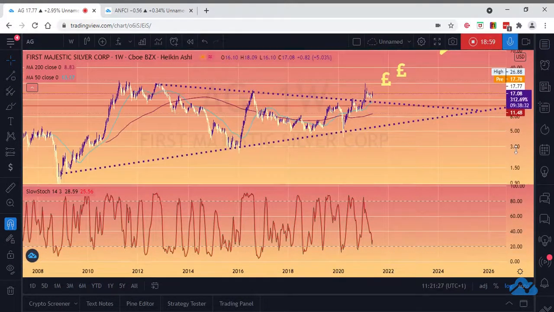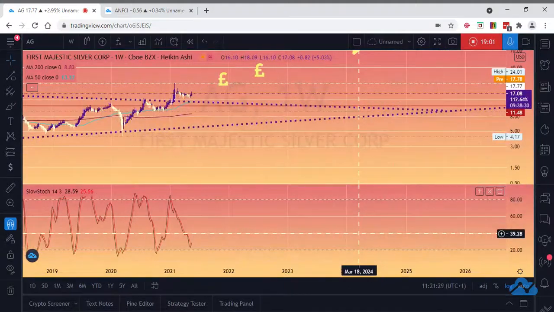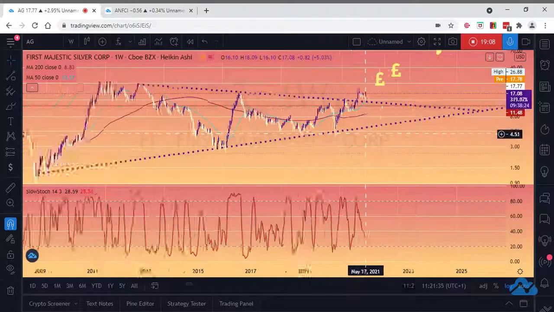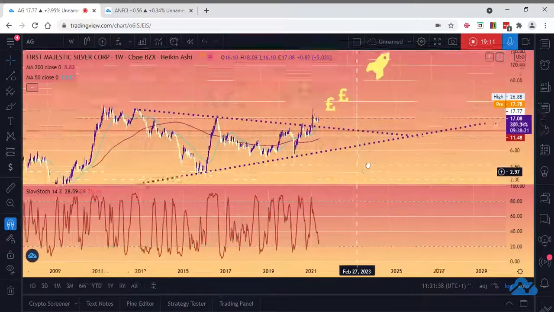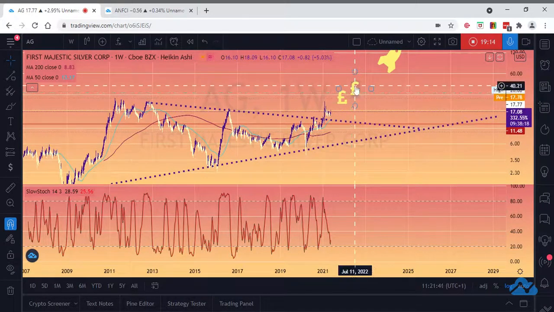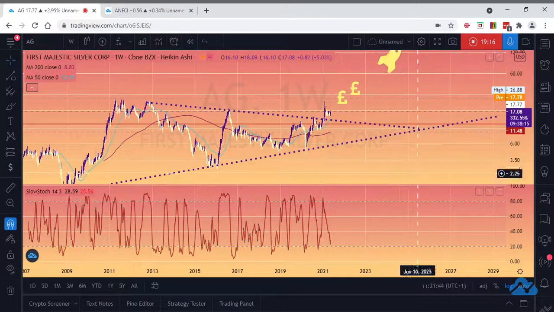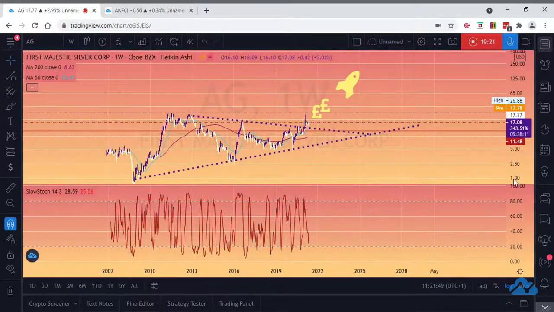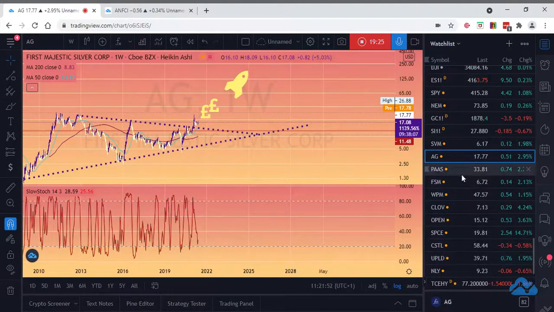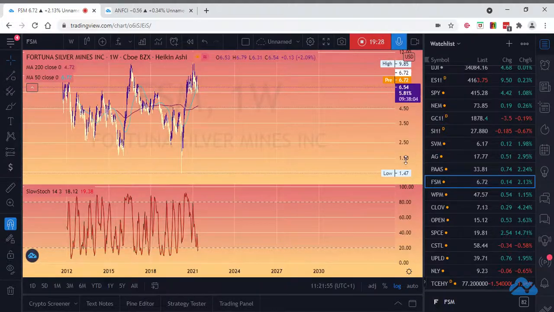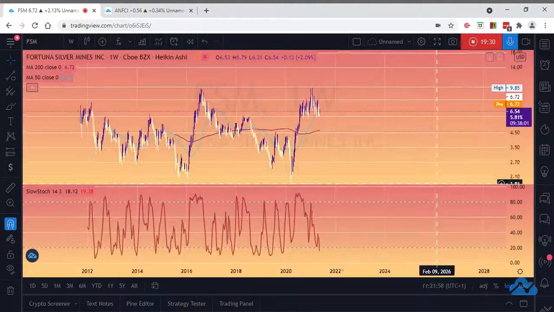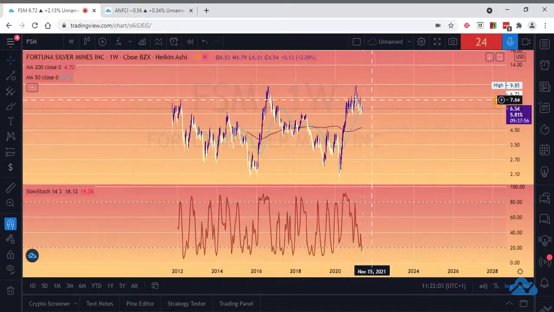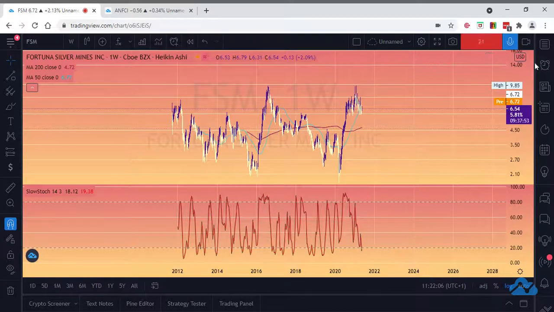First Majestic. Should be a winner. Stochastic, ready to rock. Broken out. Didn't even want to test the trend line. Where is it going? 27, 40, 90. You can do it. It's got a measured move to do it, right? Boom. Fortuna, I believe. Ooh, it's getting exciting. Up here, then break, something like that.